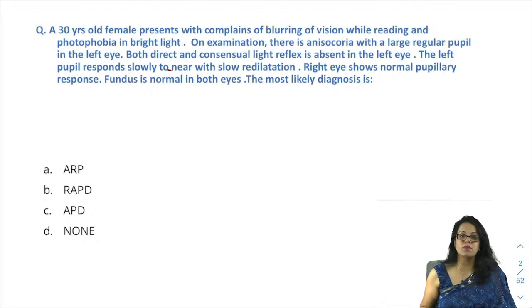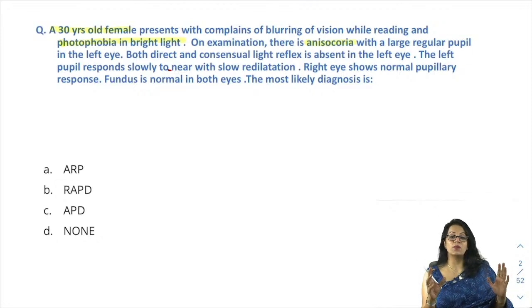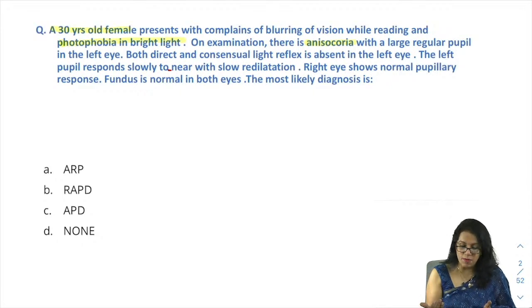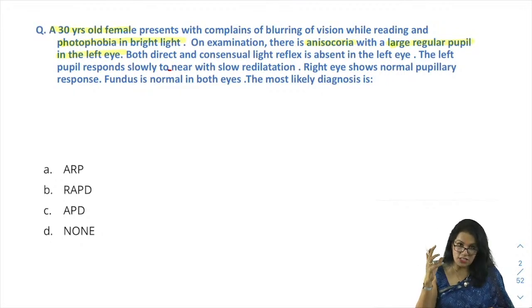Now what are the important points we have to note down in this question? Let's see. A first important thing is 30-year-old female, okay, young female, complaining of blurring of vision while reading and photophobia in the light. So this is another important thing. Reading blurring is happening with photophobia and there is anisocoria. If you have really attended my lectures well, you will realize I have taught you so many times that when you say anisocoria, it is mainly the abnormality of the efferent pathway. Large regular pupil in the left eye. So left eye, there is a mid-dilated pupil. Okay? So I think you already got an idea which abnormal pupillary reaction.